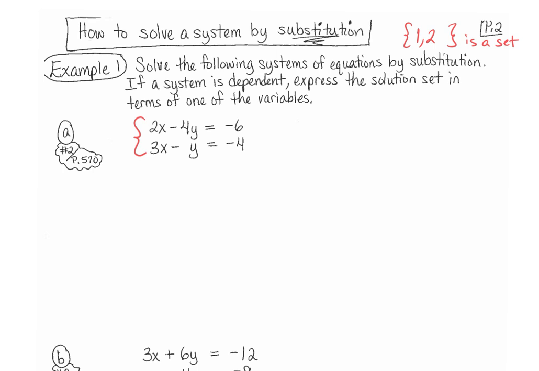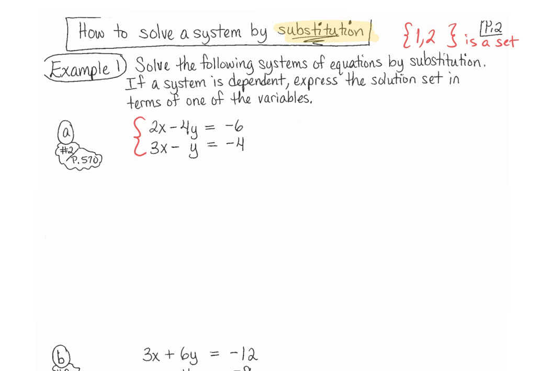Yes? Okay. So, we have two linear equations. 2x minus 4y equals -6. And then 3x minus y equals -4. We want to solve this system by substitution.